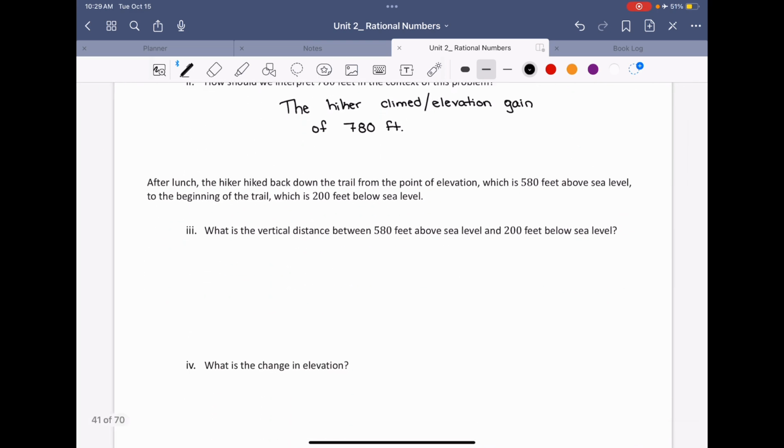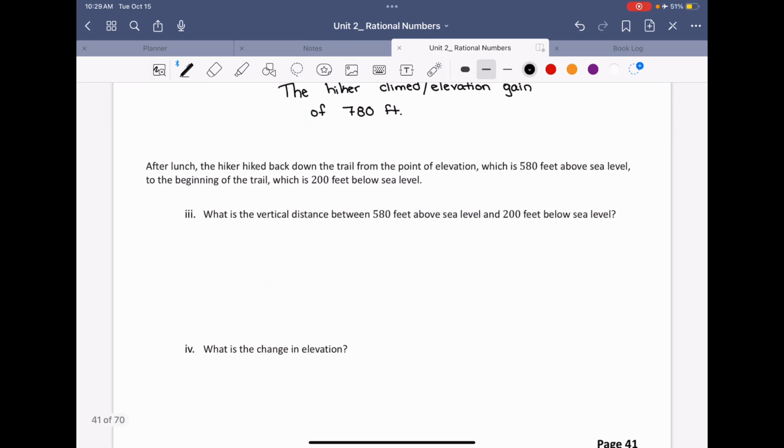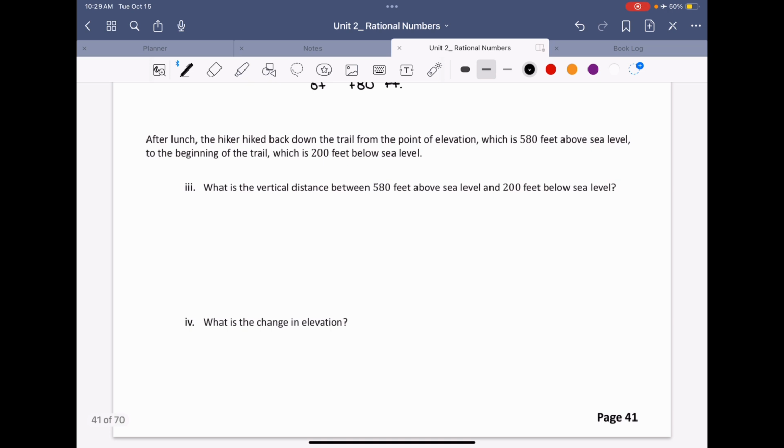All right, next problem. It says, after lunch, the hiker hiked back down the trail from the point of elevation, which is 580 feet above sea level, to the beginning of the trail, which is 200 feet below sea level. So what is the vertical distance between 580 feet above, 200 feet below? So this might look familiar as what we just did, but the order is different, so we have to keep that in mind. Our order matters. So I'm going to find the distance. Remember, my first number is P, second number is Q.